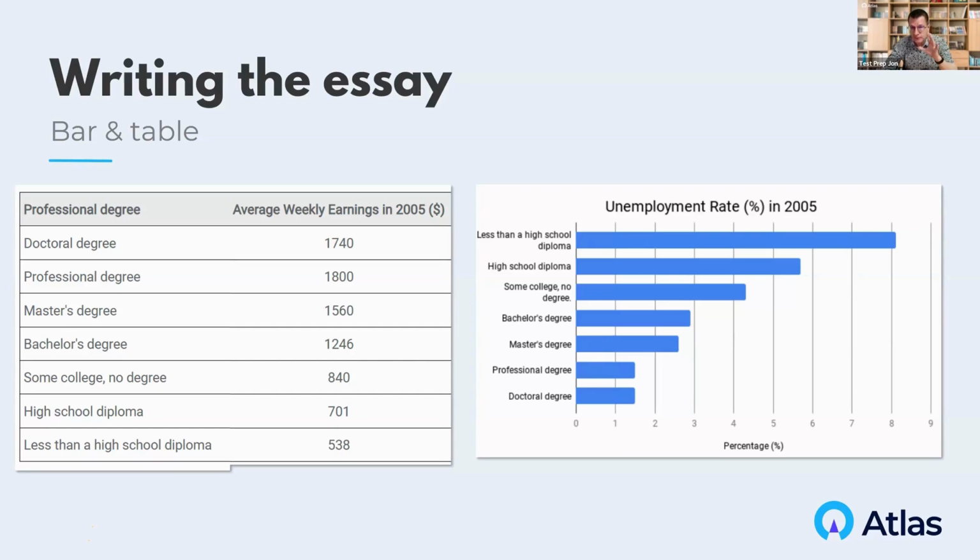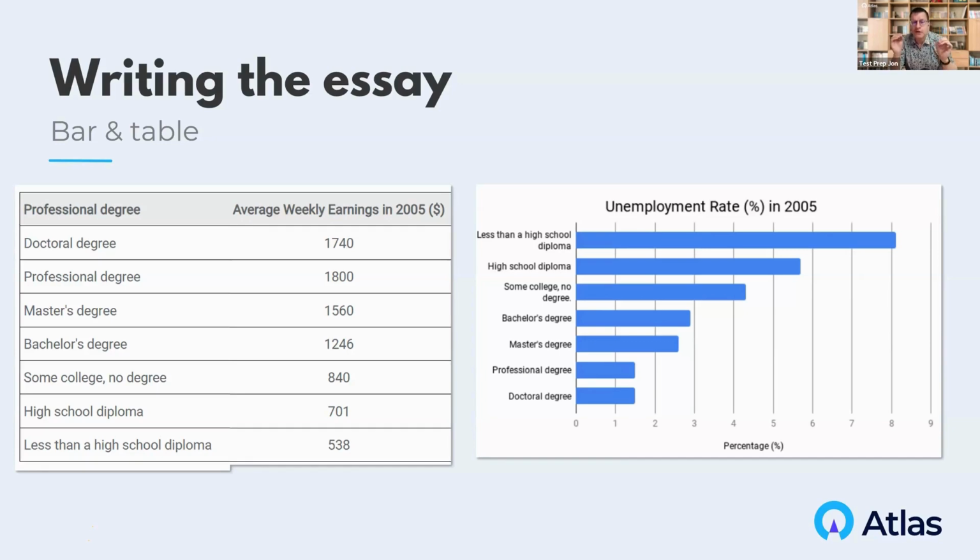Now, in this bar chart, we have the same categories of qualification that we saw previously. Only this time, they're not related to weekly earnings. They're related to unemployment rate. Now, what is the function of these two pieces of visual data?